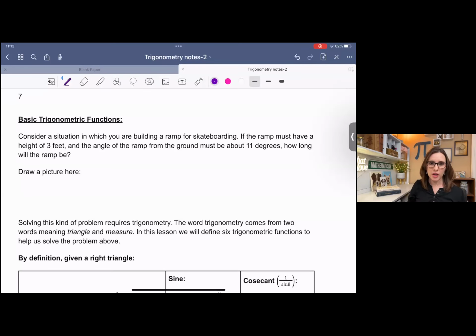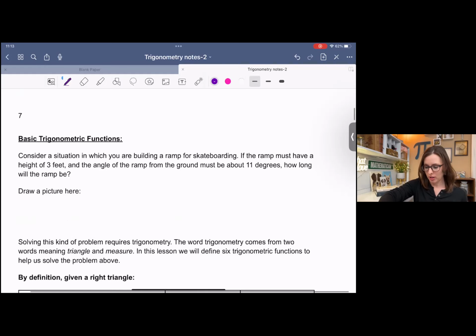Hey y'all, in this lesson, you're going to get an introduction to the basic trigonometric functions. We have a scenario here that I'm going to use to introduce this topic, just to show you the need for these trig functions that we're going to be using throughout the course. So you're going to be seeing these functions over and over and over again. We're going to learn everything there is to know about these functions.